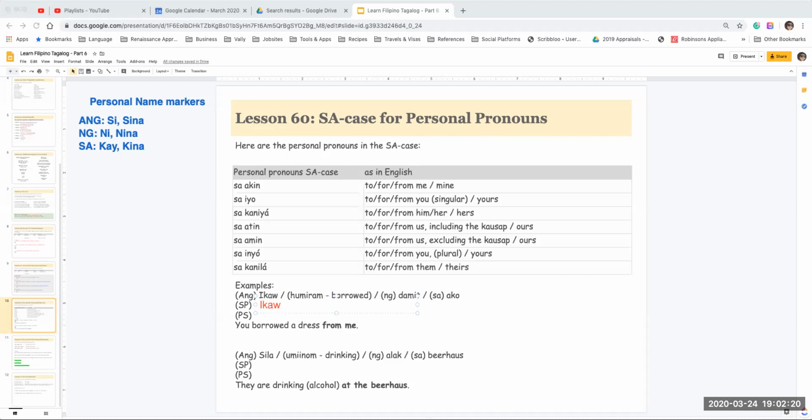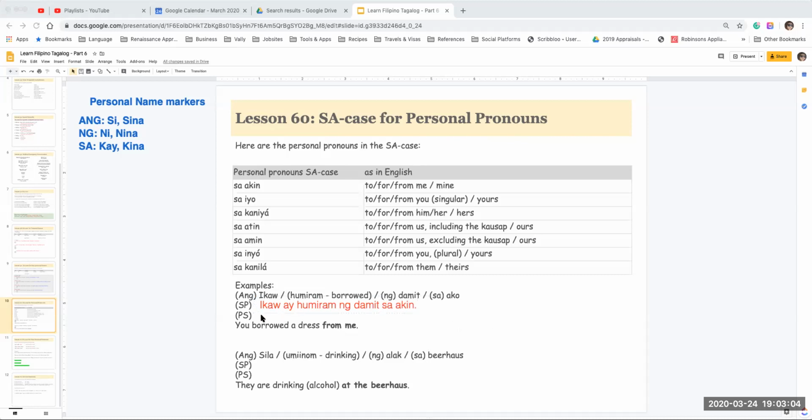Ikaw. I already formed your verb. Humiram. Don't forget your predicate marker for SP, ay, always. Ikaw ay humiram ng damit. What's the equivalent of ako with sa pronoun? Sa akin. Yes, very good.